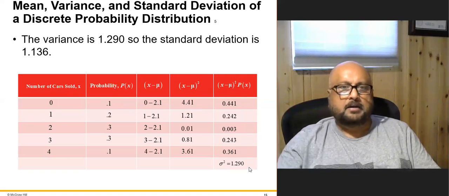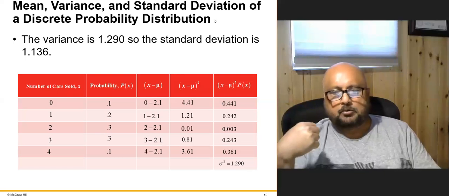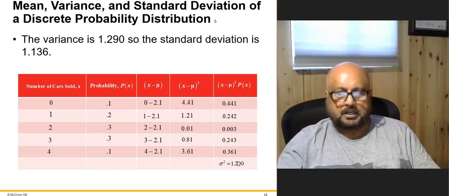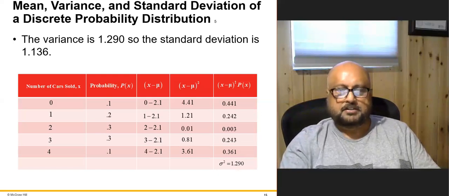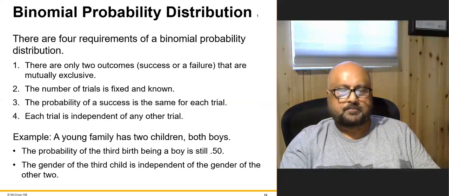And how do we find standard deviation? We have to take the square root of sigma squared, and that will give us the standard deviation. All right.